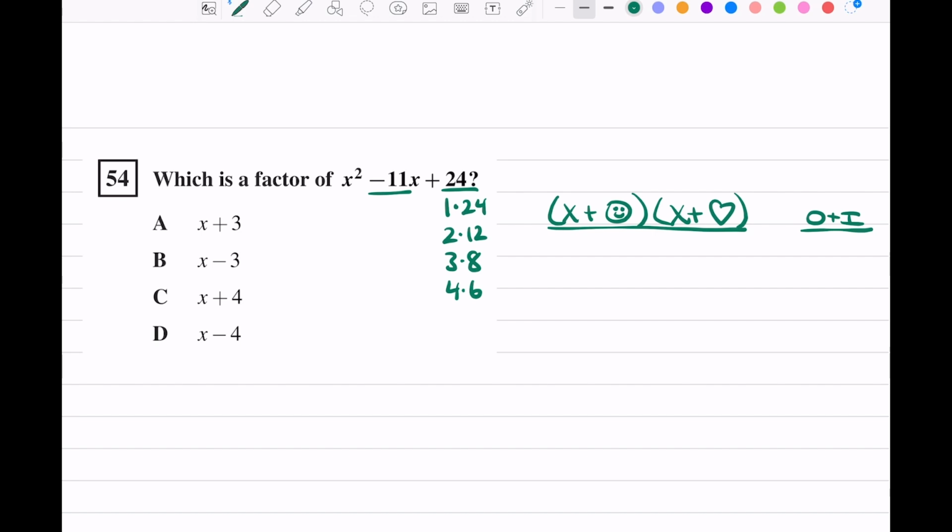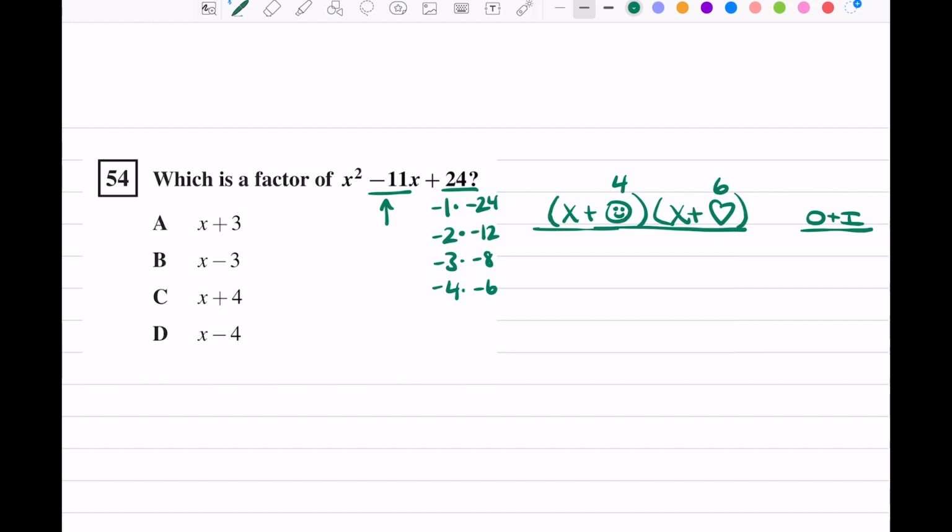And as you might notice, if we put any of these values in for smiley face and heart, for example, 4 and 6, our O plus I is going to be positive. And that's not what we're looking for. We need a negative O plus I. So each of these numbers that we multiply needs to be negative numbers. So these are the options that we need to check for smiley face and heart.